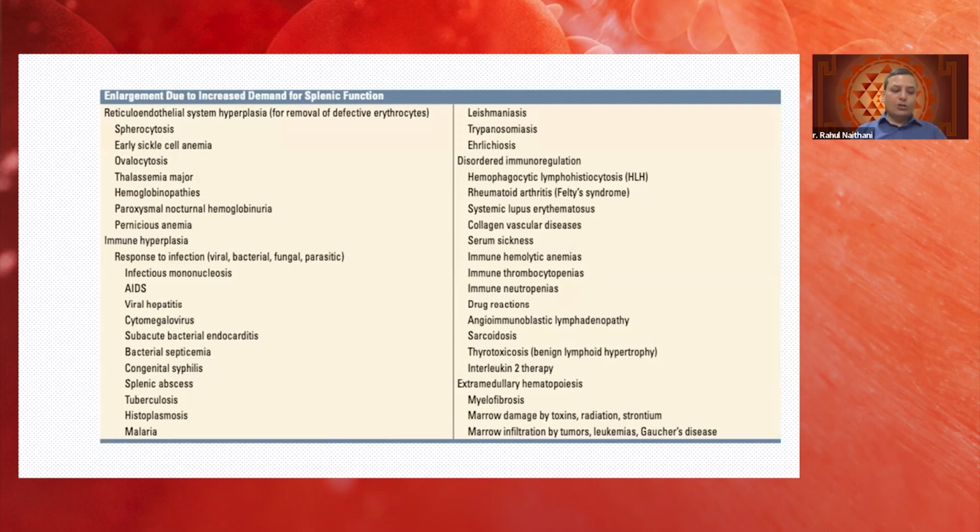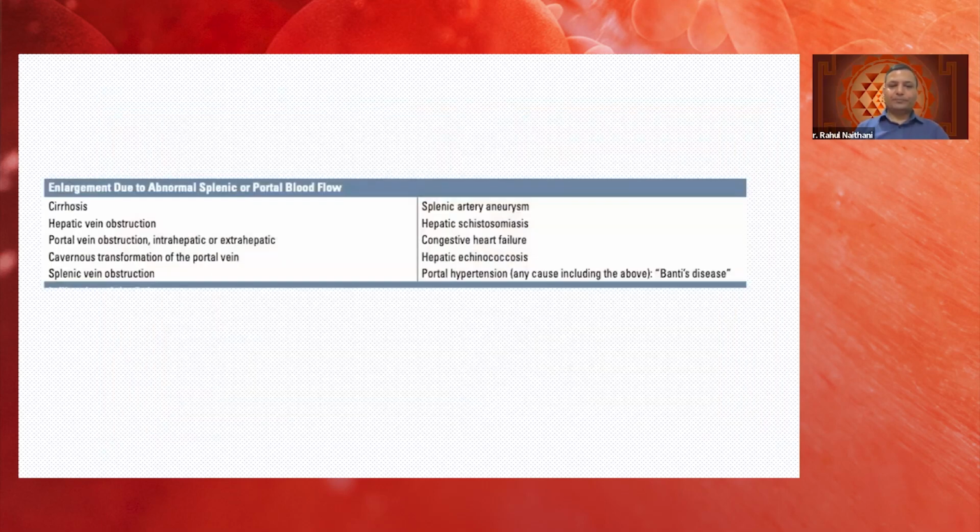Now, splenomegaly also happens in a situation of extramedullary hematopoiesis, where bone marrow is not functional. So, myelofibrosis, we all would have seen children with thalassemia major coming with huge splenomegaly. And then, of course, you can have marrow damage because of toxins, radiation, strontium, marrow infiltration by tumor, leukemia, Gaucher's disease, amyloidosis. And here the spleen has extramedullary hematopoiesis. The spleen is basically trying to make more blood because the bone marrow is not able to make it.